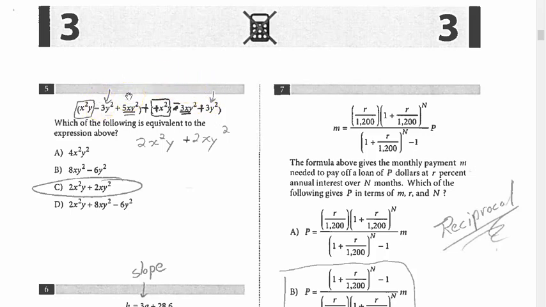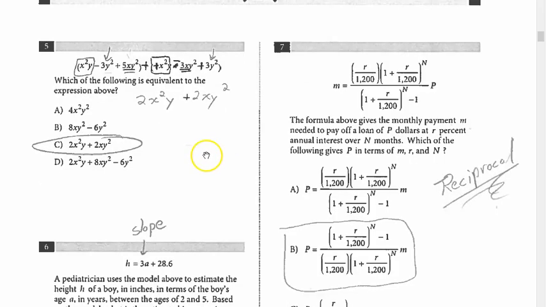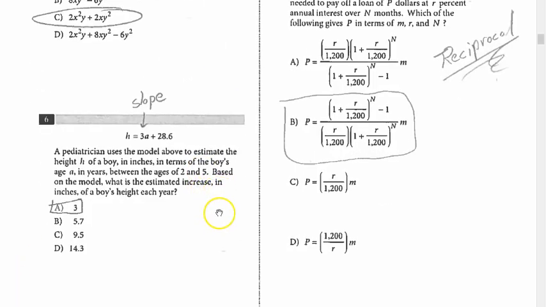My final term on the left side is a positive 5xy squared. Looking in the right, again, the underlying term is -3xy squared. Well, 5 minus 3 is 2, so I have 2xy squared. Moving on to number 6.